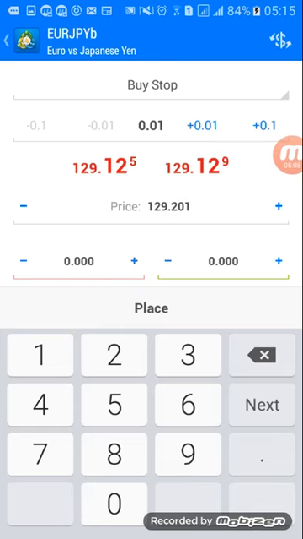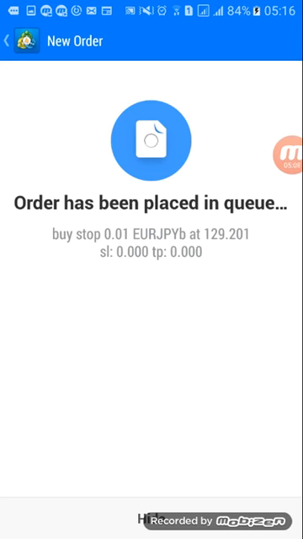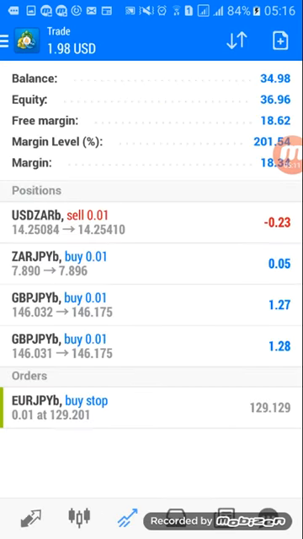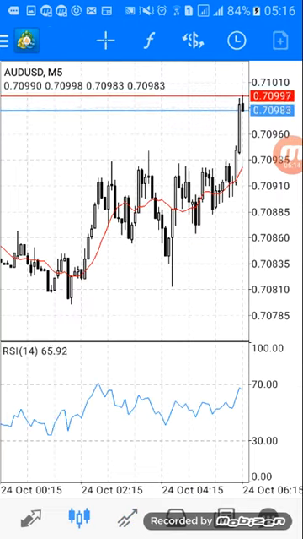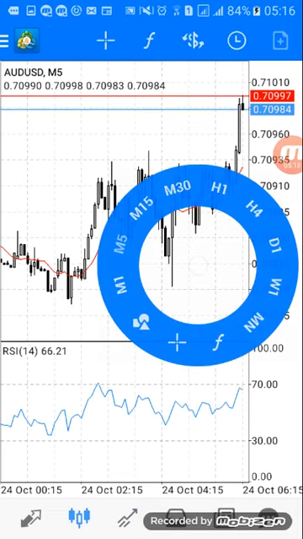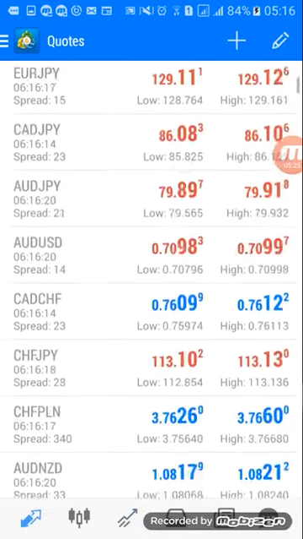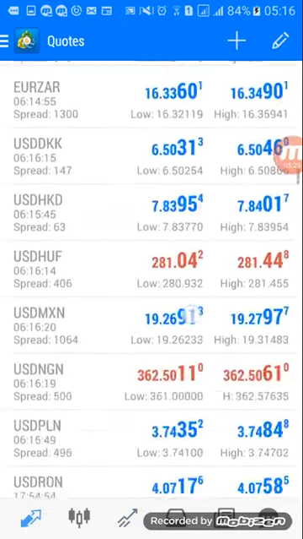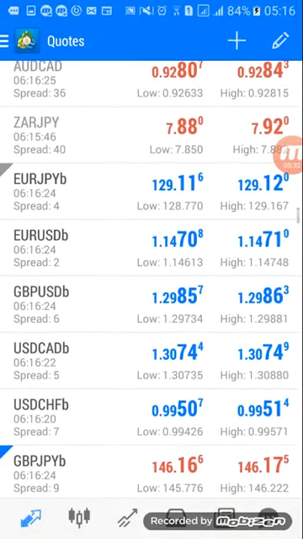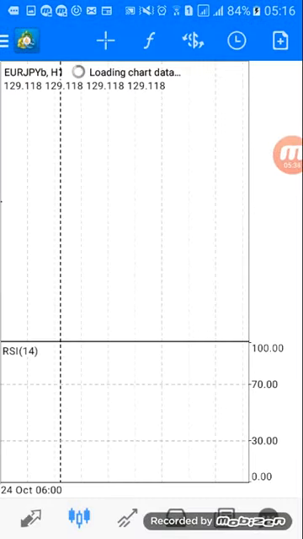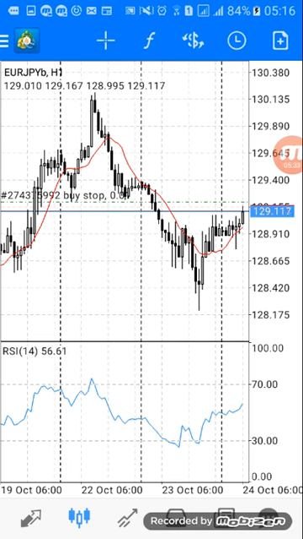Okay, so you'll place that buy stop at 0.01. Okay, it's placed now. See, it's an order there. You go to your chart. Let's view it on H1 to see that line. Okay, open chart, euro JPY. You see a green dotted line there, buy stop. That's a buy stop, 0.01. So by the time the chart touches that line, it will open a buy.